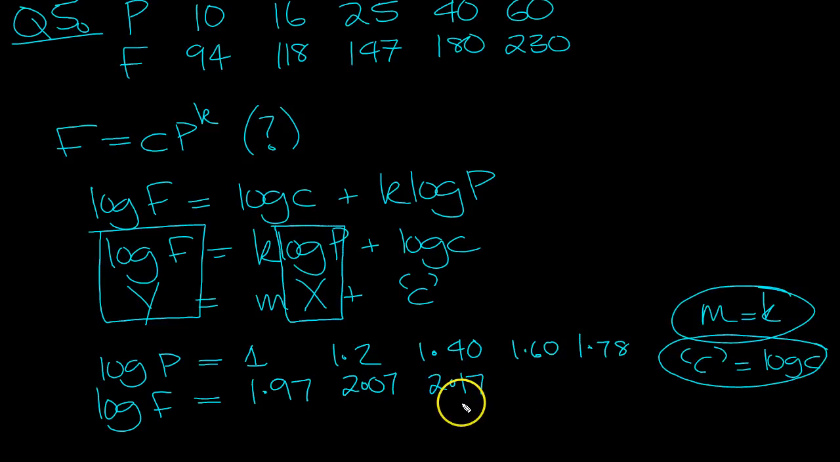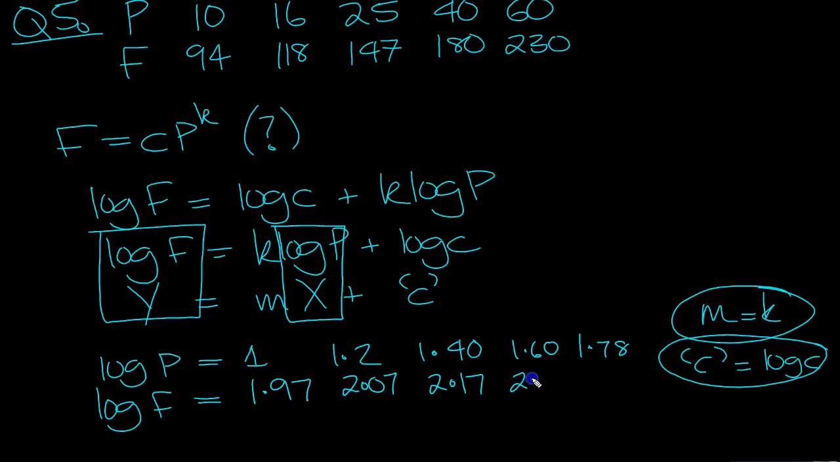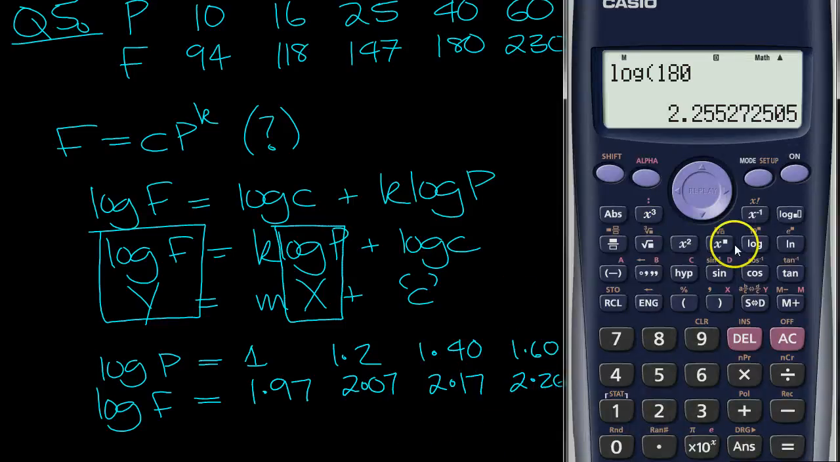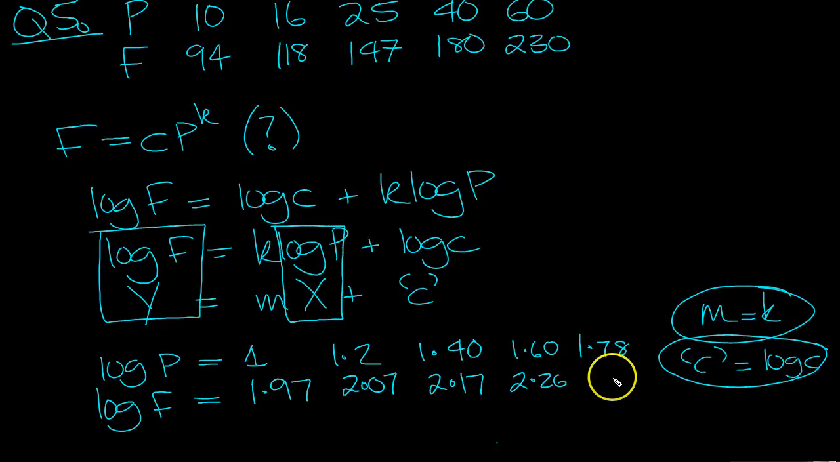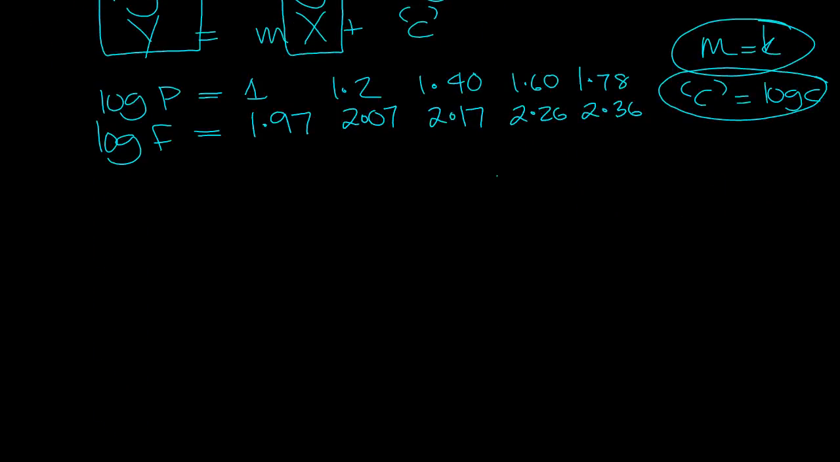and then log 180, 2.26, and lastly log of 230, 2.36. So these are the points we need to plot on the graph to get the gradient and the intercept. Let's have a go at that.